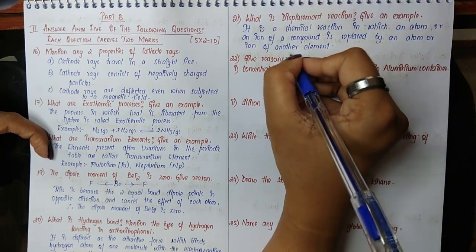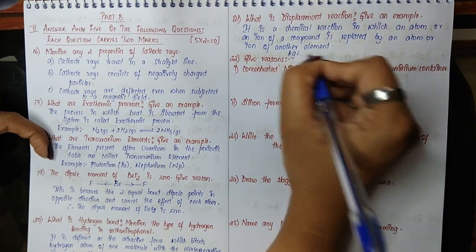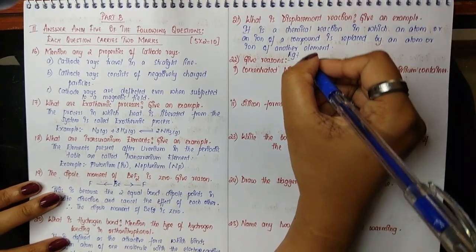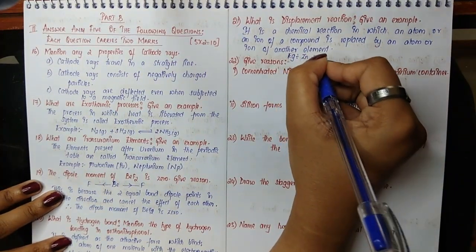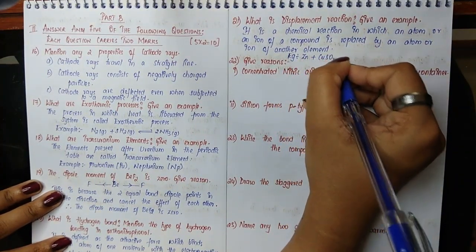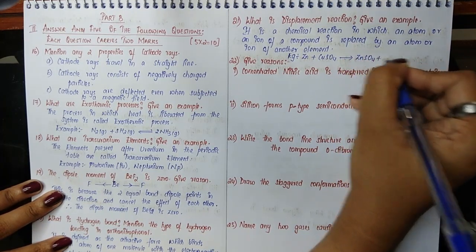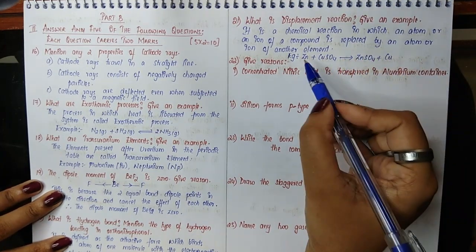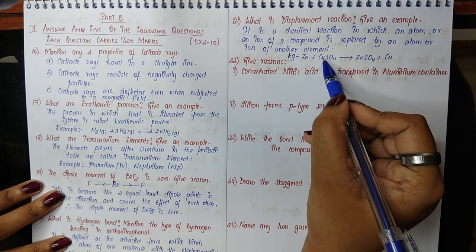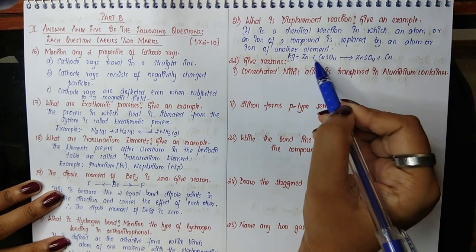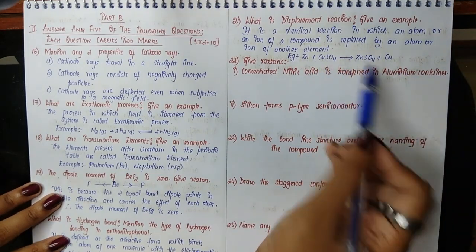We need to give an example for it. So for an example, you can write the reaction in a Daniell cell. So zinc plus copper sulfate giving zinc sulfate plus copper. So here sulfate is replaced from copper to zinc in the product side. So 1 mark for the definition, 1 mark for the example.